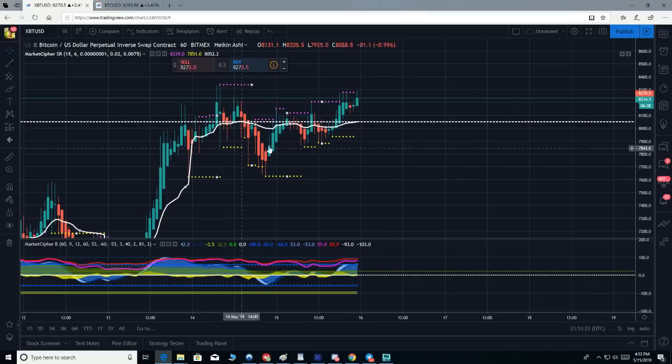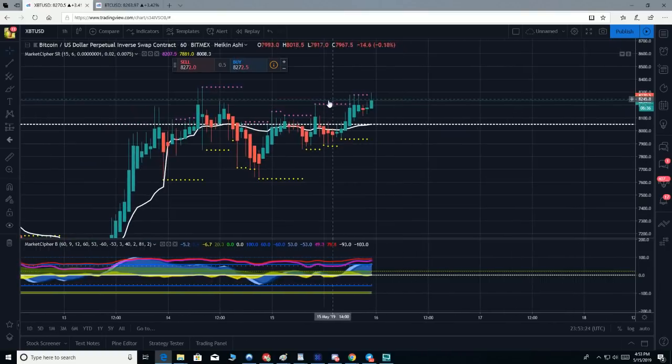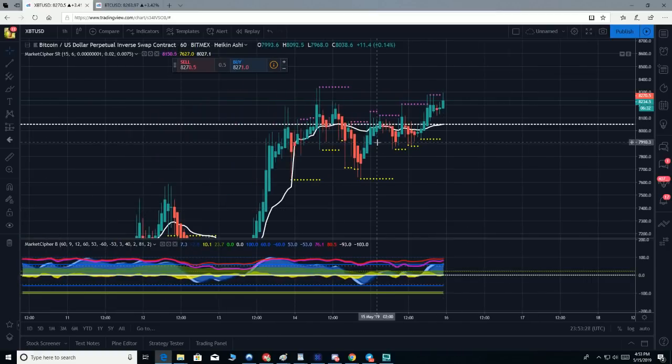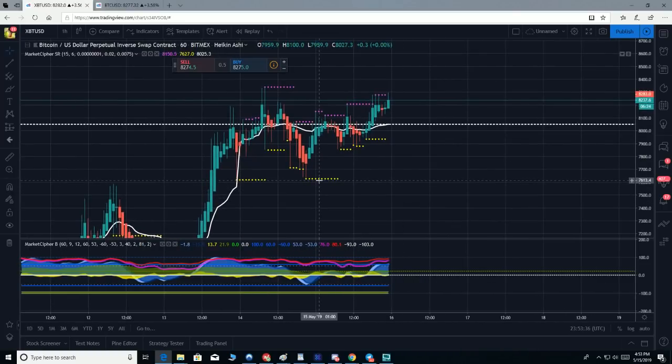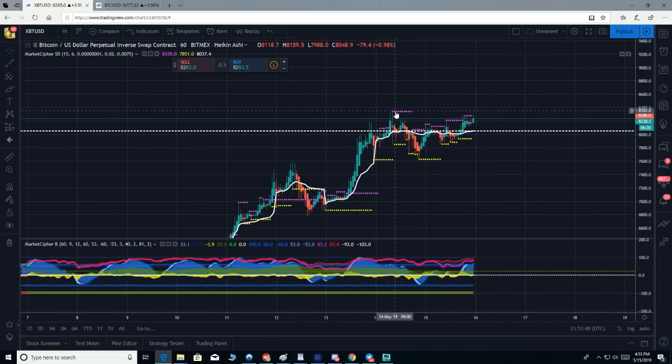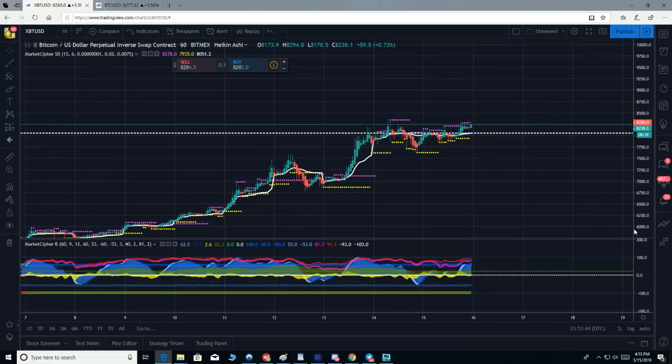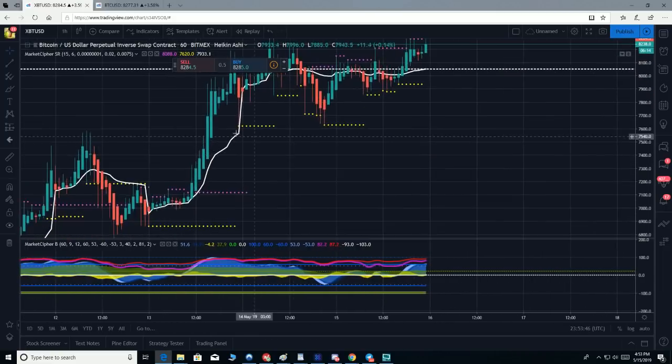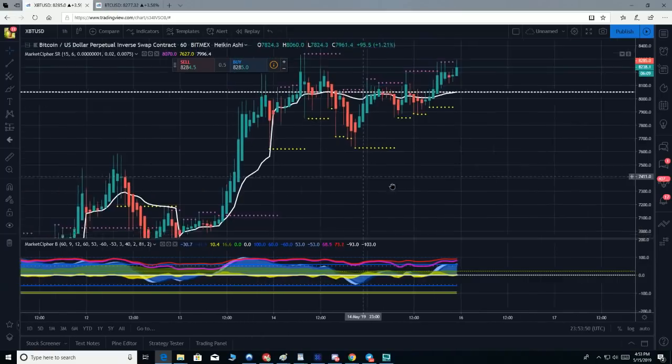The purple dotted lines are targets, one could say resistance. The yellow dotted lines are support targets. The more dots, the stronger it is. This white line is the volume weighted average price, VWAP.